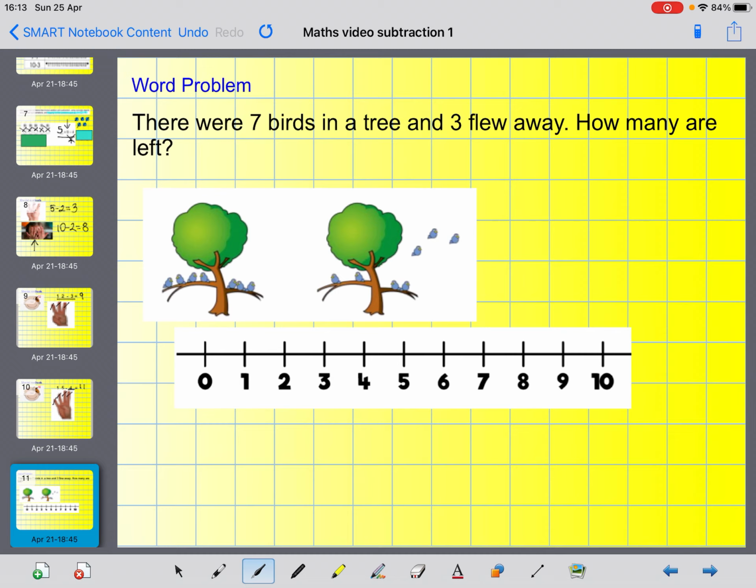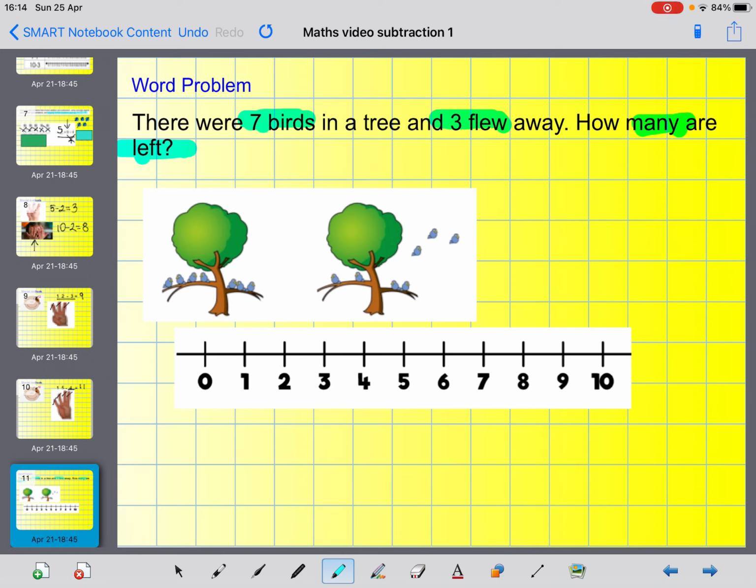There were 7 birds in a tree and 3 flew away. How many are left? First I will highlight my very important numbers and the keywords. My first number is 7, because I know there are 7 birds, then 3 flew away, and the question is asking me how many are left. How many are left is important information to help me solve the problem. Flying away is the same as taking away, so I know straight away I will be using the subtraction method to solve this problem.